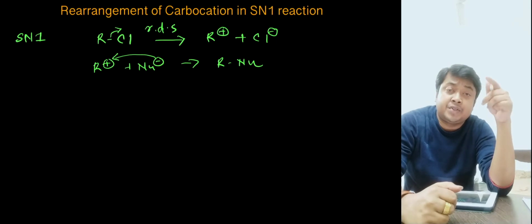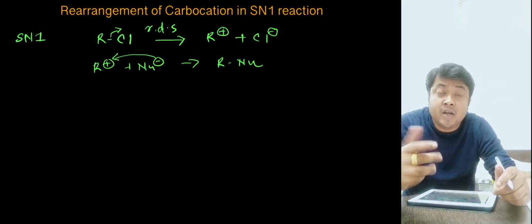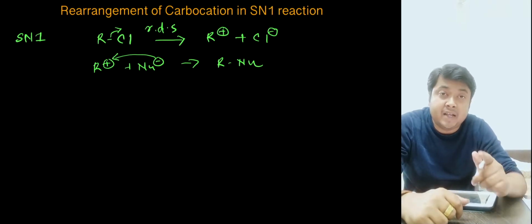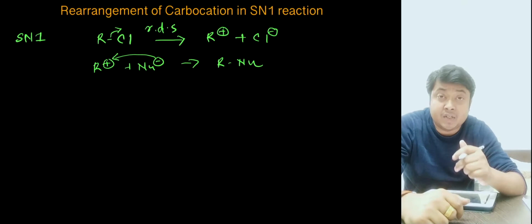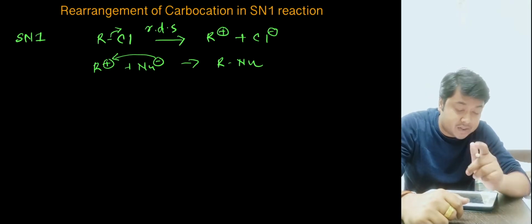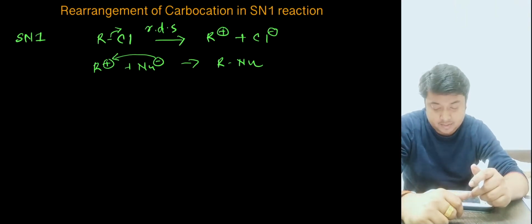In organic chemistry, the reactions in which carbocations are formed, in those reactions, rearrangement of carbocation may take place. Here in SN1 reaction, also carbocation is getting formed. That means in SN1 reaction, rearrangement of carbocation may occur.